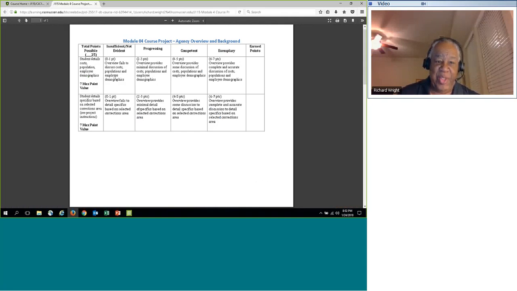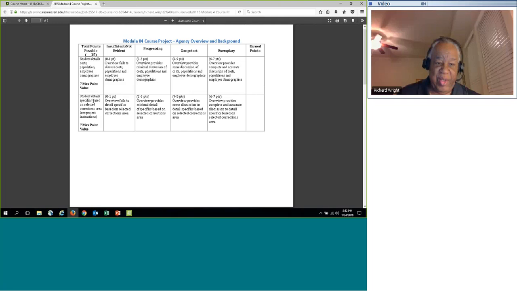So the point of the matter is the more you cover these areas, the higher your grade is. To maximize the points, you want to be in exemplary. This is where you want to always look at, not here and not here, but in exemplary. Overviews provide complete and accurate discussion of cost, population, and the employee demographics. That's where you want to look at.